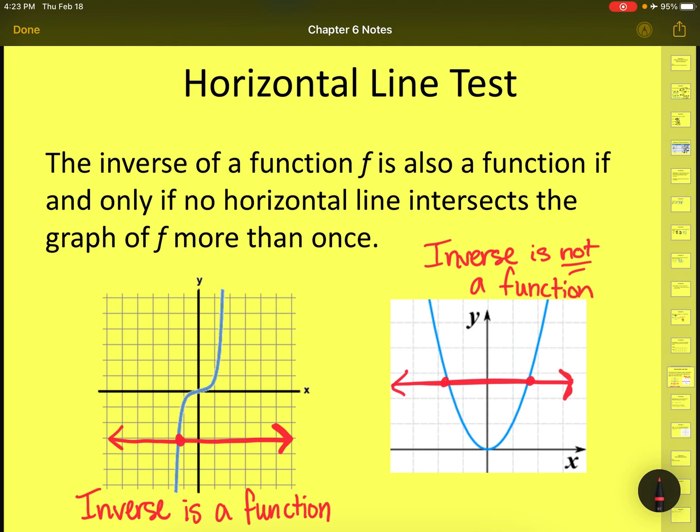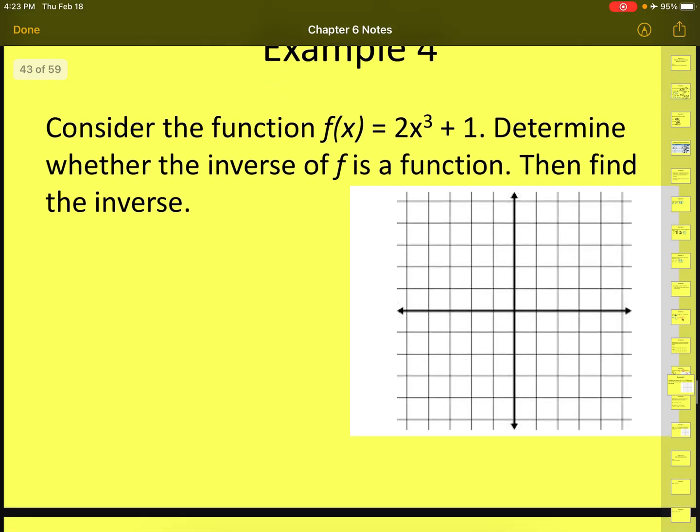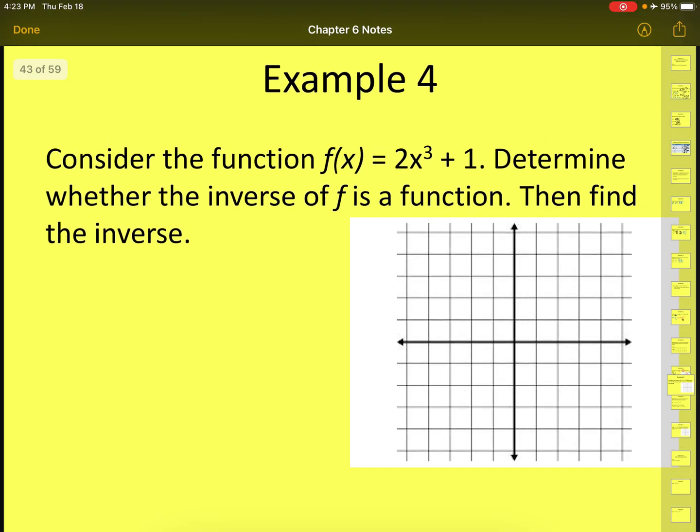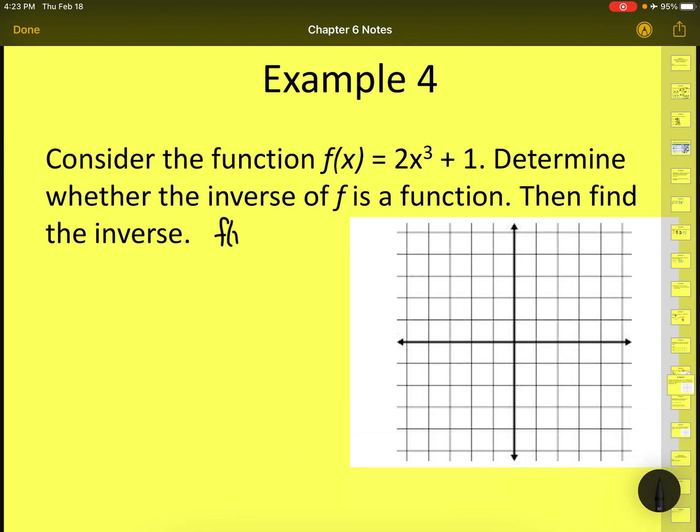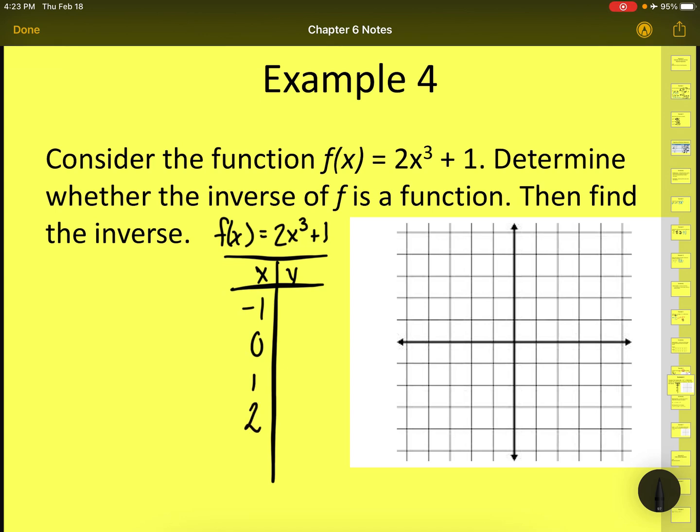Okay, so in example 4 here, our last example, we're going to consider the function f here. We're going to determine whether the inverse of f is a function. So the first thing we've got to do is graph that and do the horizontal line test. So f(x) = 2x to the third power plus 1. So here's our table. If I plug in x values of -1, 0, 1, and 2, let's say, if I plug -1 in there, I'm going to get back -2 plus 1, which is -1.